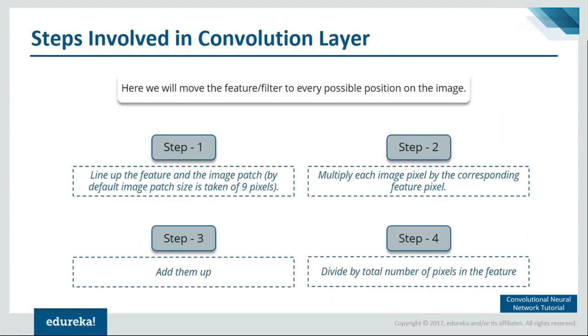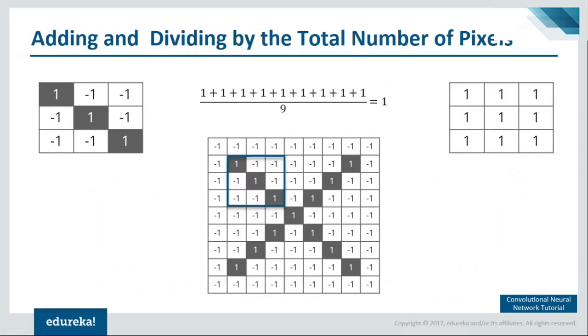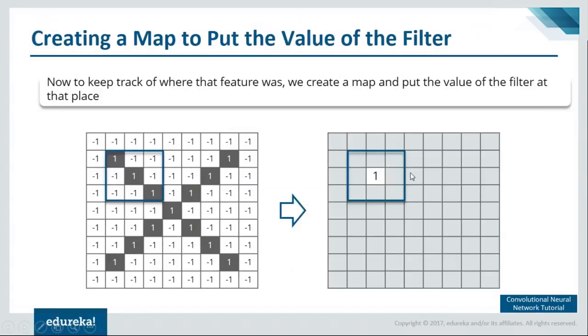We need to add them up and divide by the total number of pixels in the feature. What I mean by that is, after the multiplication of the corresponding pixel values, we add all these values, divide by the total number of pixels, and we get some value, right? Then our next step is to create a map and put the value of the filter at that particular place. We saw that after multiplying the pixel values of a feature with the corresponding pixel values of our image, we get the output, which is 1. So we place 1 here.